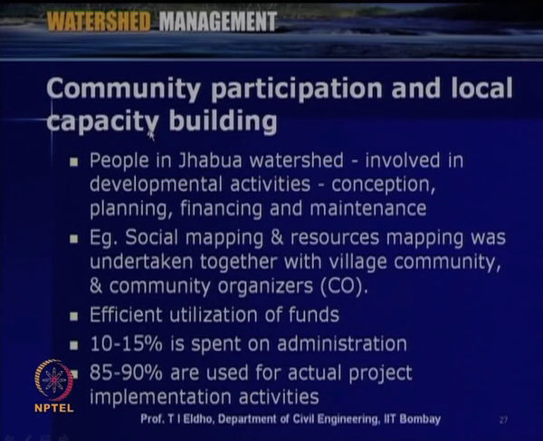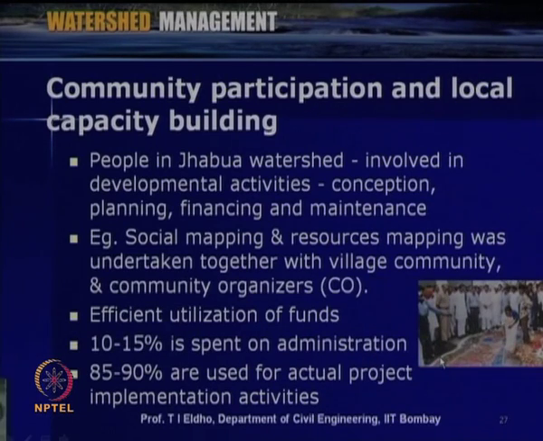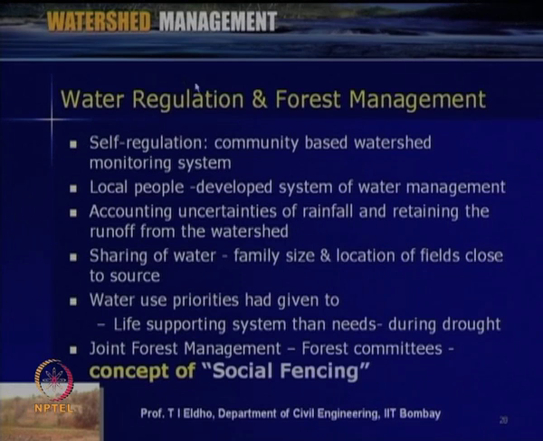Then community participation and local capacity building was very much there in this particular watershed. So, people in Jhabua watershed were involved in various development activities, starting from conception, planning, financing and maintenance. Then they were very active in social mapping, resource mapping, and community organizers were available for all the activities. Then efficient utilization of the funds available was one of the important aspects of this project. About 10 to 15% is spent only on administration, but 85 to 90% was used for the actual implementation of the project.